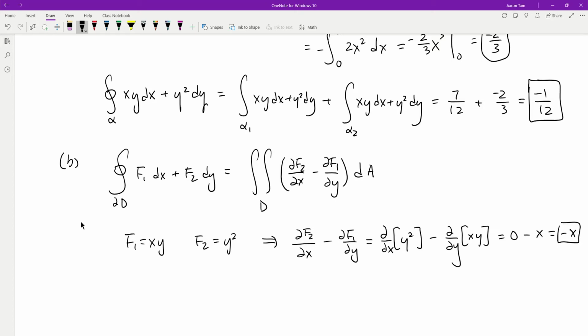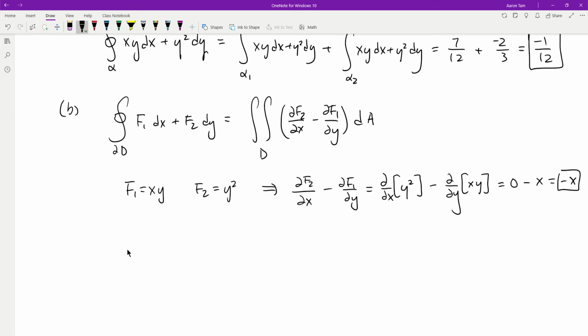So now I'm ready to integrate this. Green's theorem says that if I take the closed curve integral over alpha of xy dx plus y squared dy, that's the same thing as a double Riemann integral over D of negative x dA.